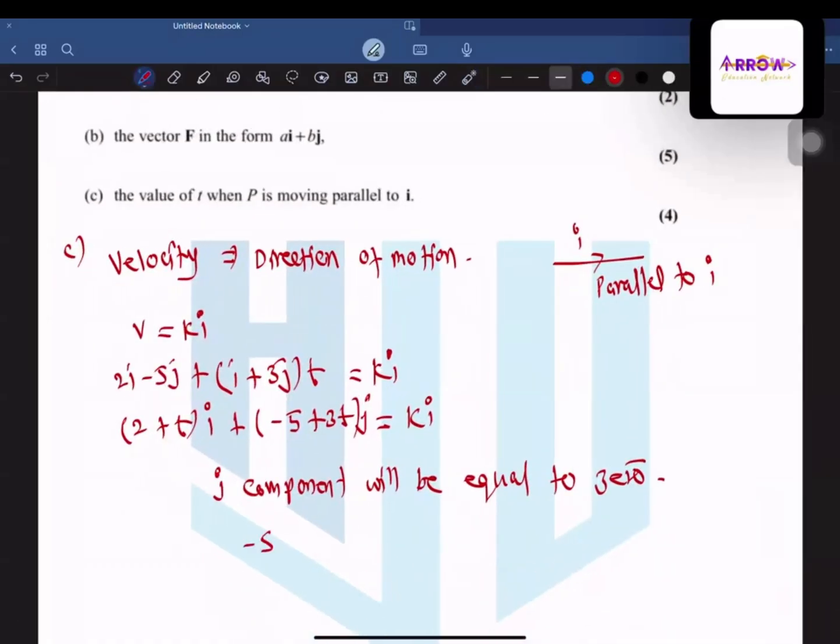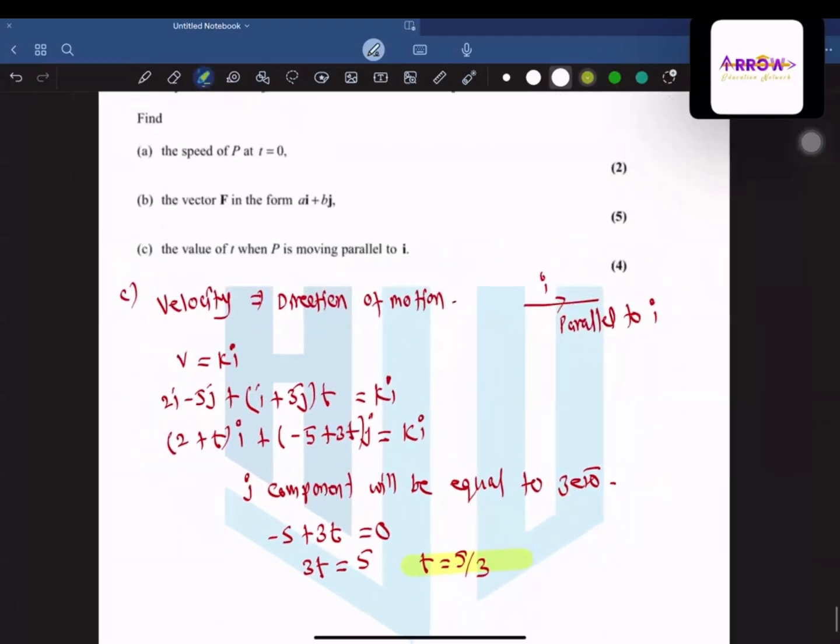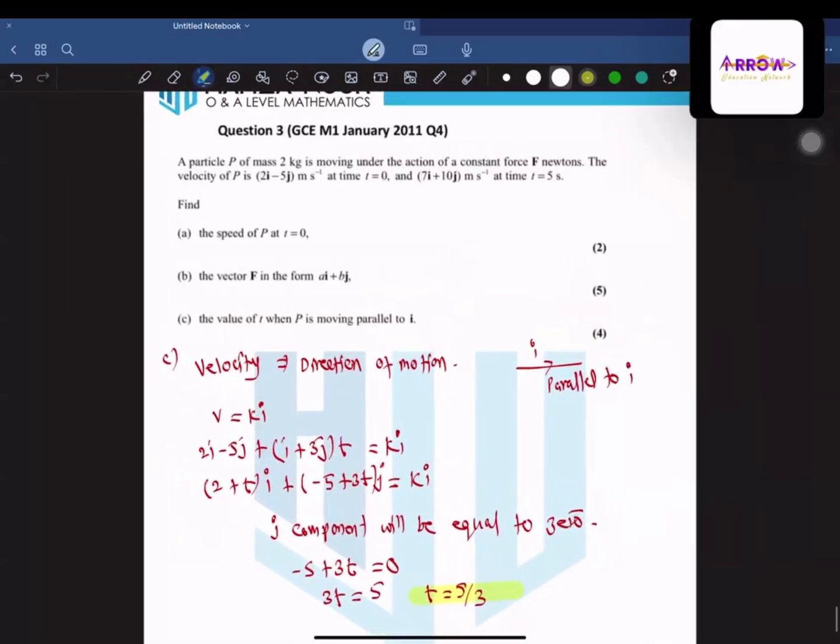Minus 5 plus 3t is equal to 0. So 3t is equal to 5. Therefore t is equal to 5 over 3. This is supposed to be your answer. As simple as that.